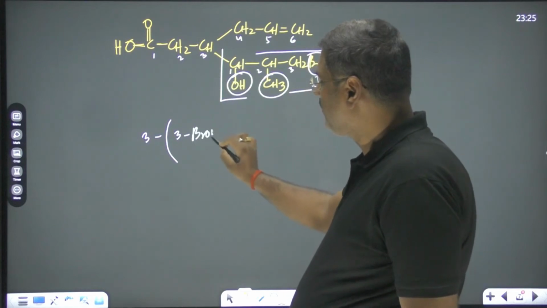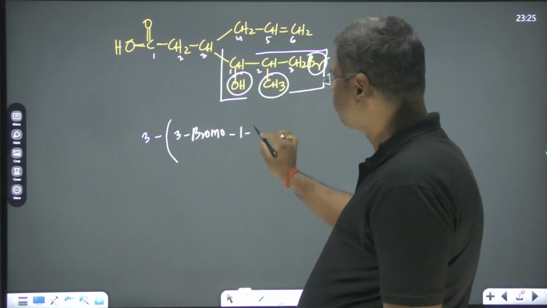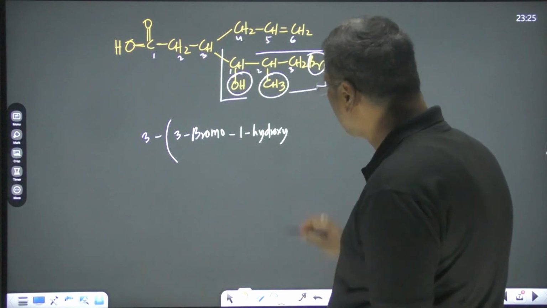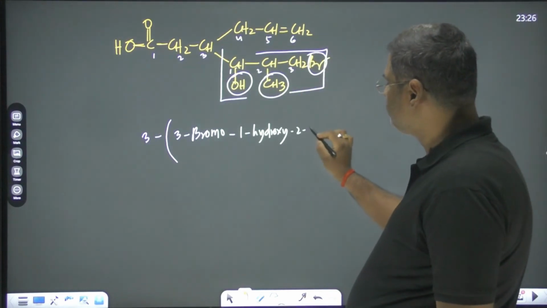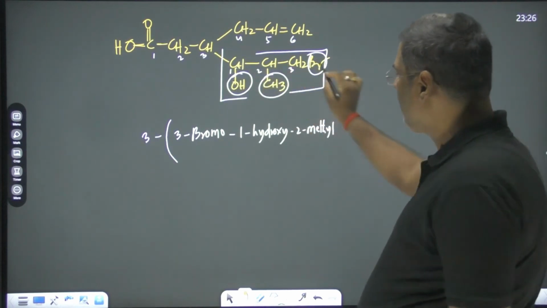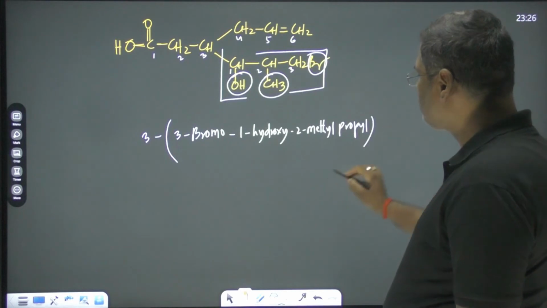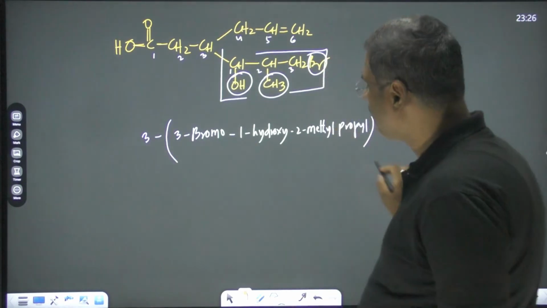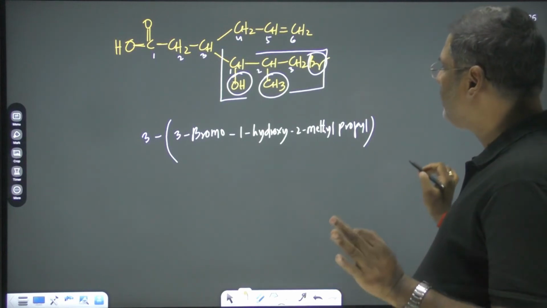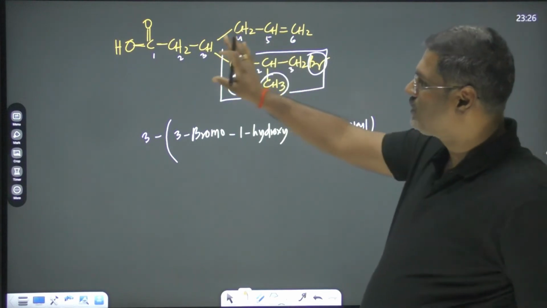3 bromo, 1 hydroxy, 2 methyl propyl. This is the name of the substituent. 3 bromo, 1 hydroxy, 2 methyl propyl. This is the substituent, and that is present on the third one.